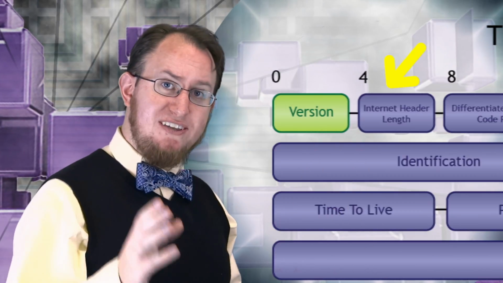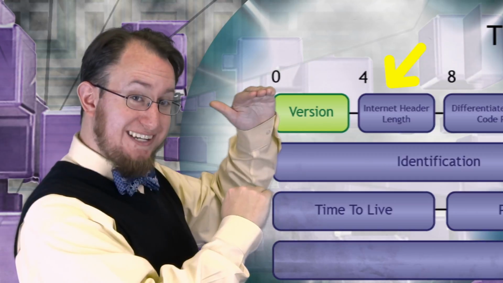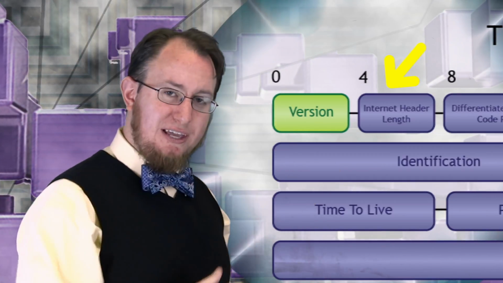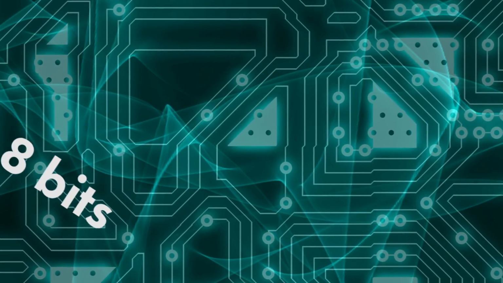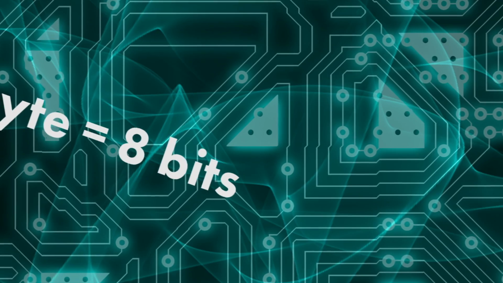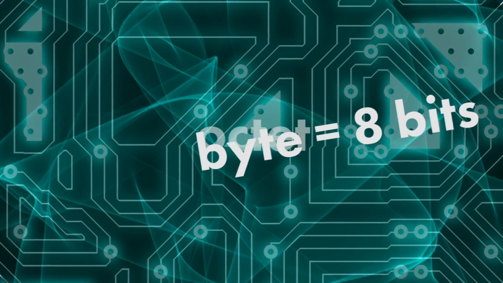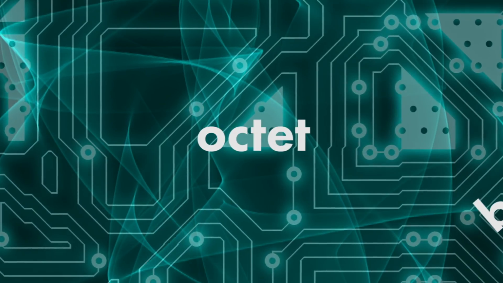The second field is the Internet Header Length field, which is the length of the entire header given in 32-bit words, essentially the length of the header in bytes divided by 4. As an aside, we'll frequently be using the word byte to mean 8 bits of data, because that's the term most people are familiar with. However, in many technical documents and specifications, you'll find the term octet.